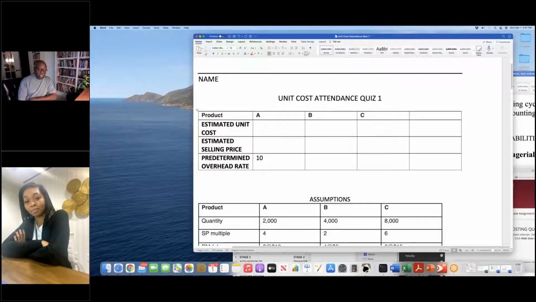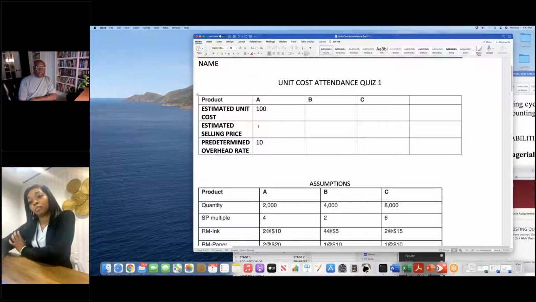Now we can put the 100 right here. Selling price multiple is 4, so what's going to go here? 400. 400, yeah. Okay. Everybody work that one now.